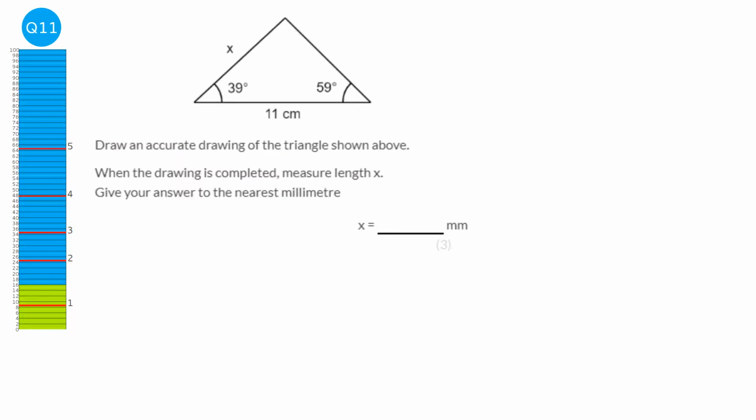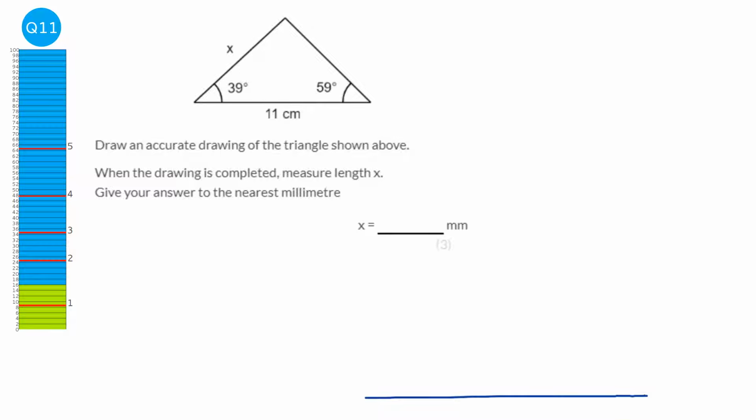So to do this question, you just need a piece of paper, a ruler, and a protractor. And the first thing we do is we draw the 11 centimeter line. And my one will not be 11 centimeters for you. It is on my screen, but depending on what device you watch this on, will change obviously its length.